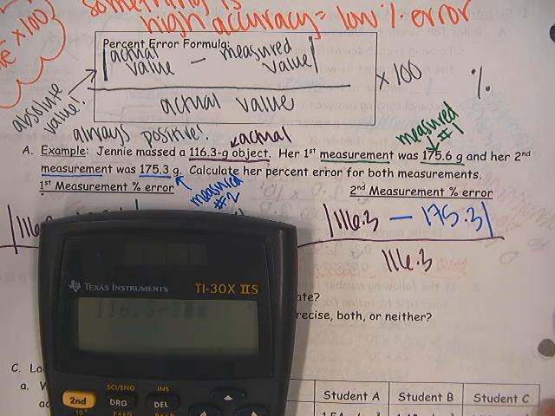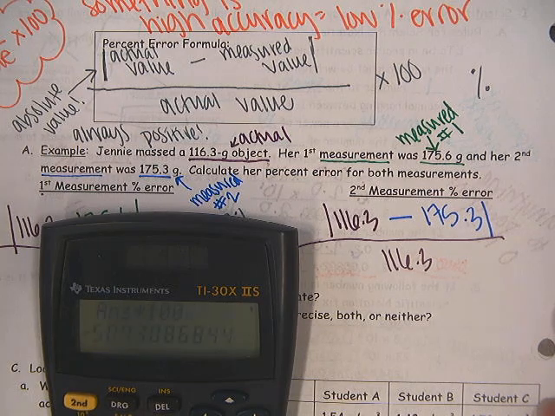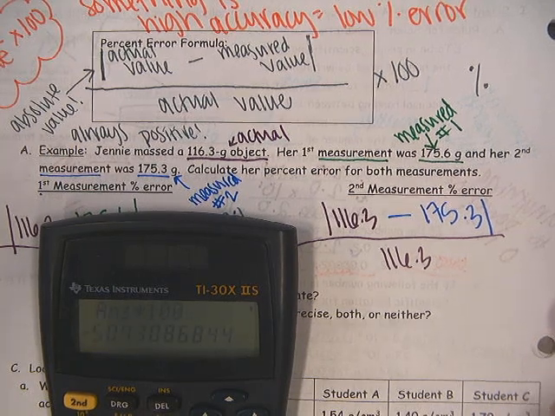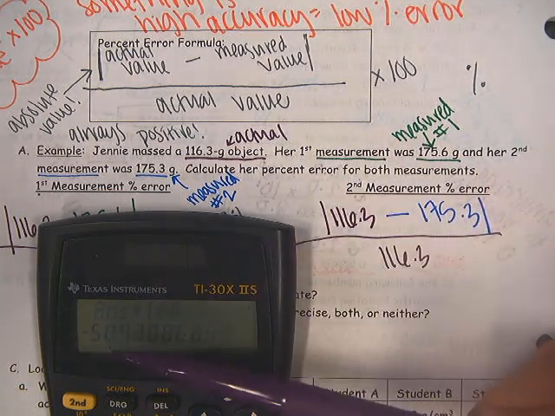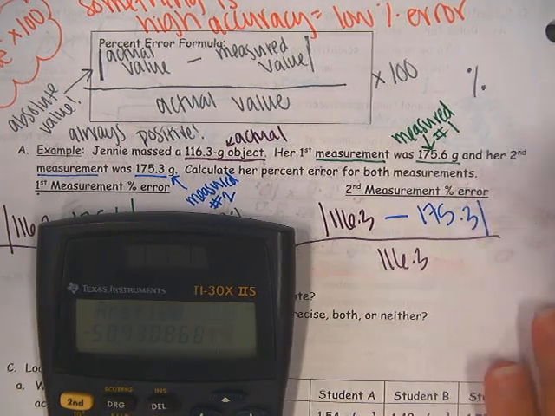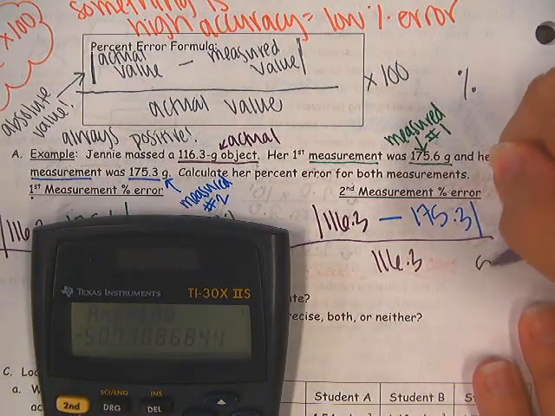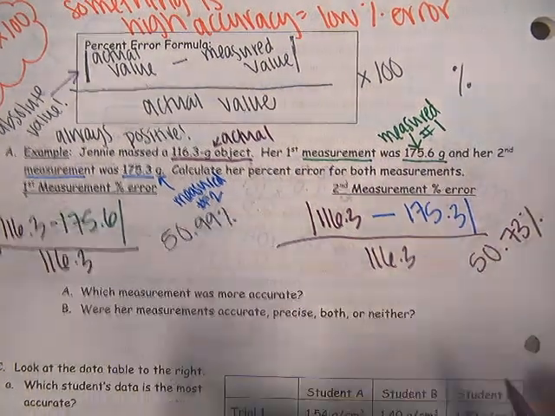So 116.3 minus 175.3 gives me negative 59, but we're ignoring the negative sign. We're just going to pretend it's positive. Divide that by 116.3. And then I multiply by 100 so that it moves my decimal place over twice. So when I record my answer, if we're rounding to 2 decimal places, we're looking at 50.73. The 0 doesn't change anything about that. So 50.73% would be our answer.